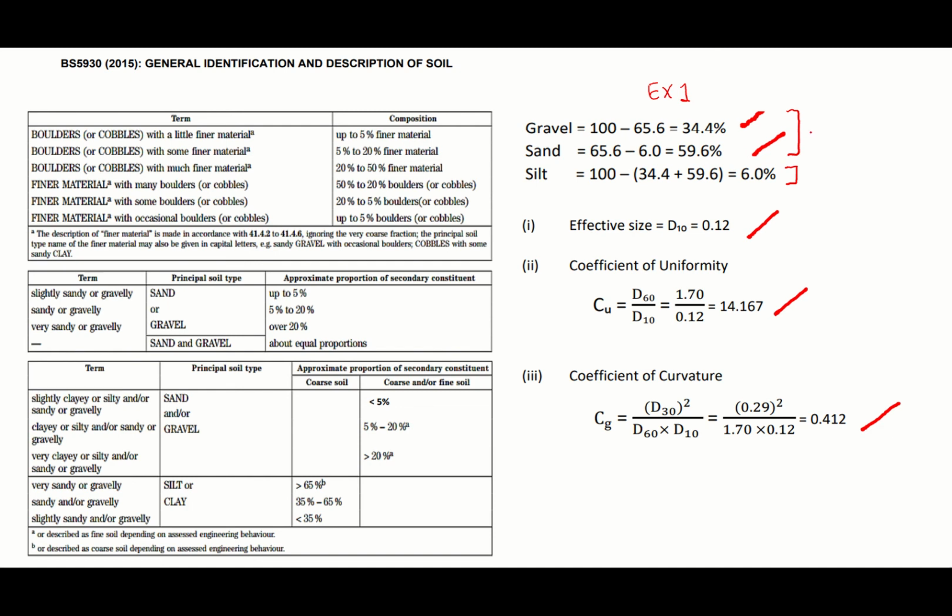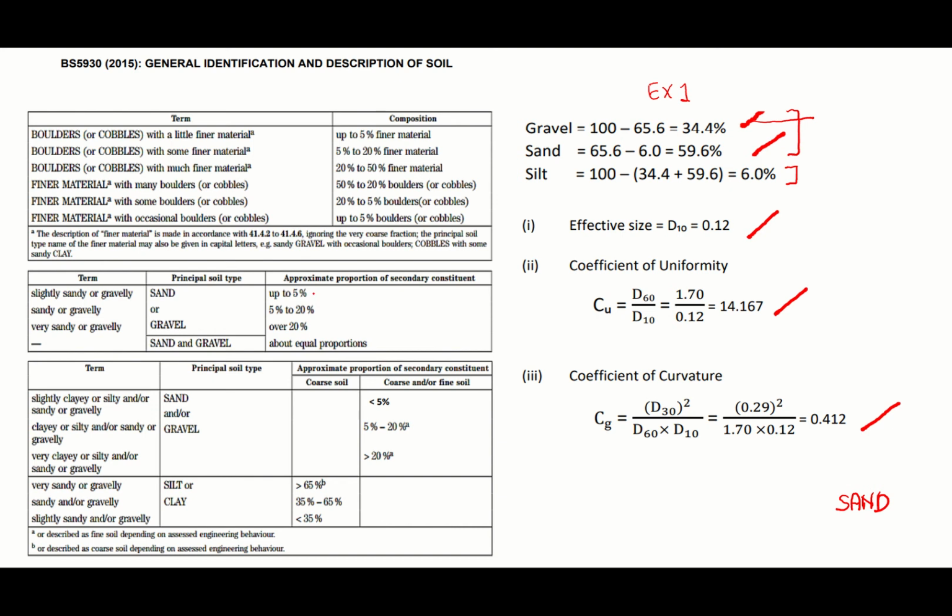After we know that we are under coarse grain, compare gravel and sand, and see which one is highest in terms of percentage. Right now we know that the highest percentage in this soil is sand, so you can immediately put the name there. The principal soil type is sand. If we select sand as the principal, then the gravel will be the secondary constituent. And then look at this table.